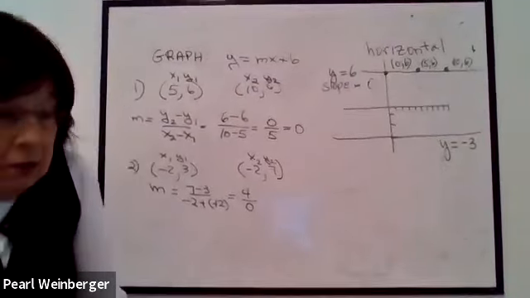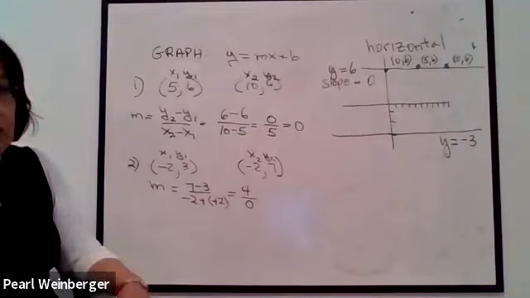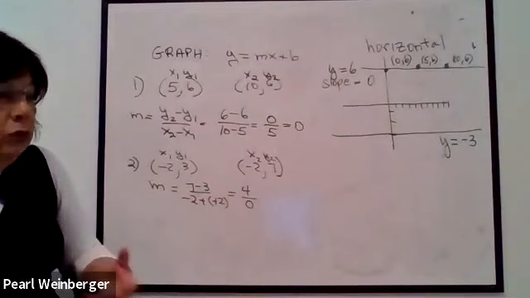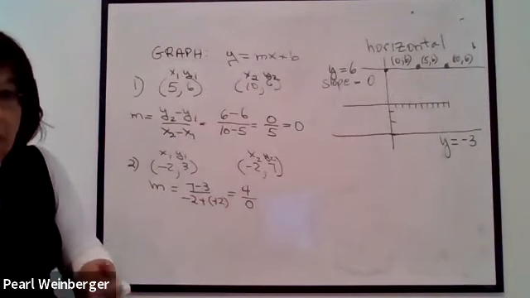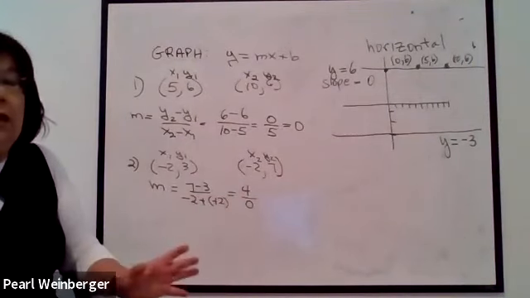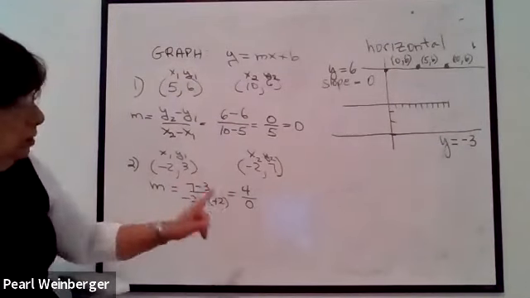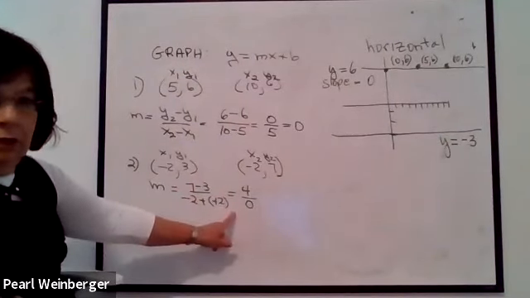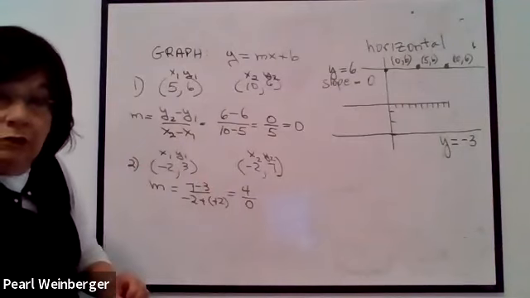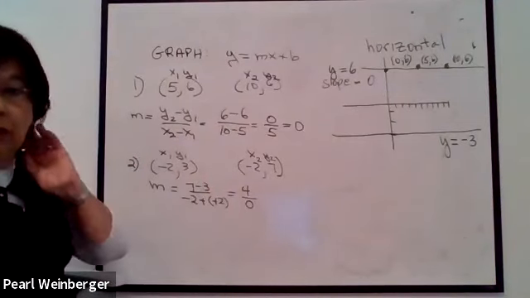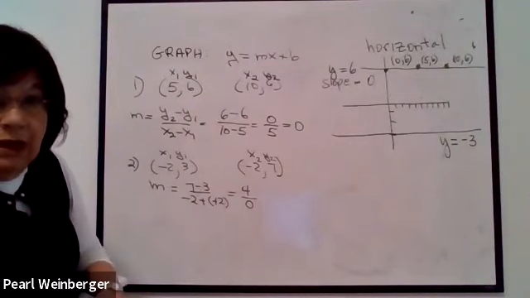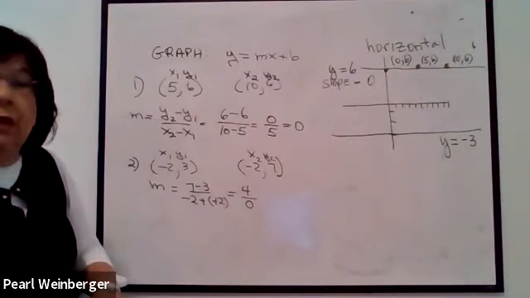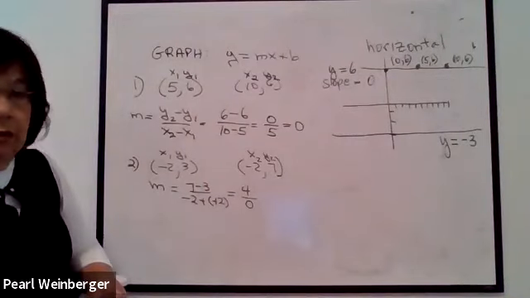You get 4 over 0, and 4 over 0 is a strange number. When we're doing all sorts of arithmetic, adding, subtracting, multiplying, dividing any two numbers, you can do anything except divide by 0. If you try to divide by 0 on your calculator, what does it give you? Most likely, it gives you something that says error, because you're not allowed to do that.